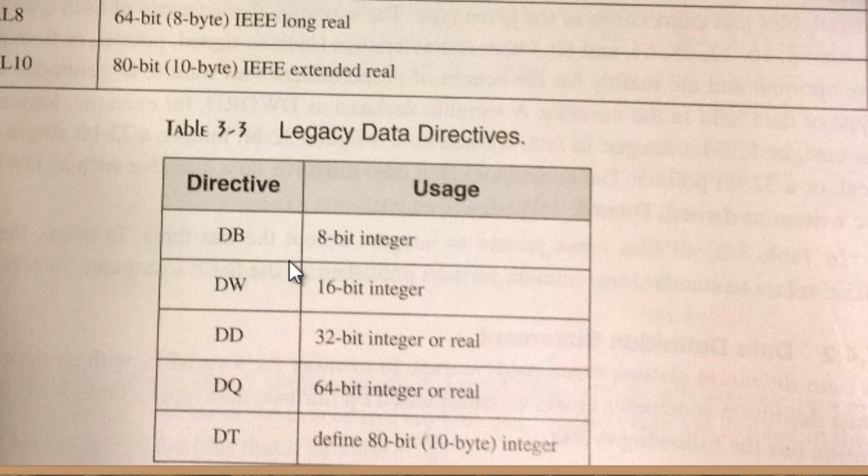Now, we're going to be working mostly with the legacy data directives. The DB, which is an 8-bit integer. DW, which is a 16-bit integer. DD, which is a 32-bit integer. DQ is a 64-bit integer. And DT is an 80-bit integer. So we're going to be working with DB today. I'm going to show you guys how to code using DB and how to create a variable with DB.